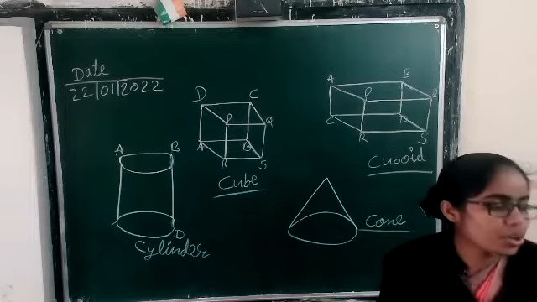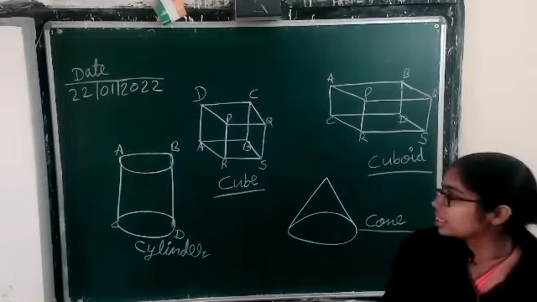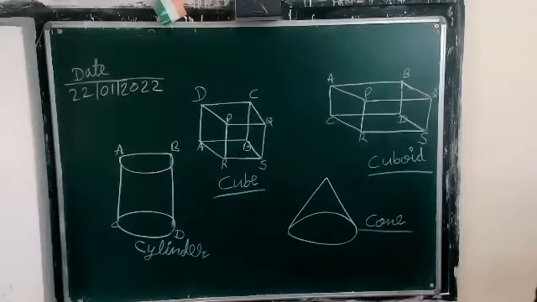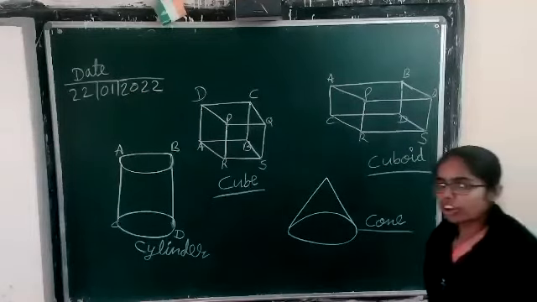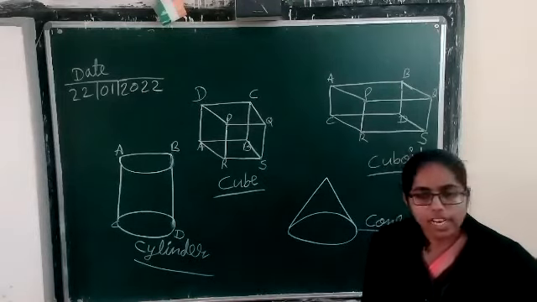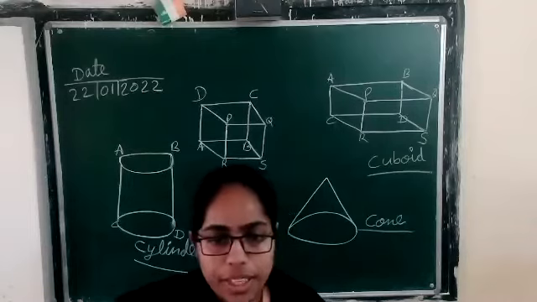This is how to draw these figures. We learned how to draw 4 figures here: cube, cuboid, cylinder and cone. I hope all of you have understood how to draw, no?